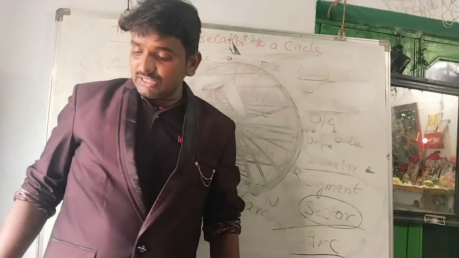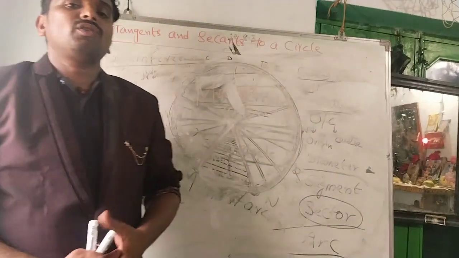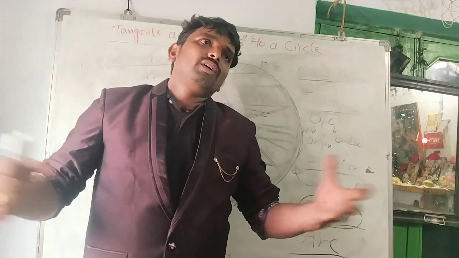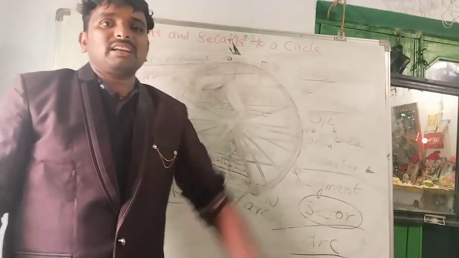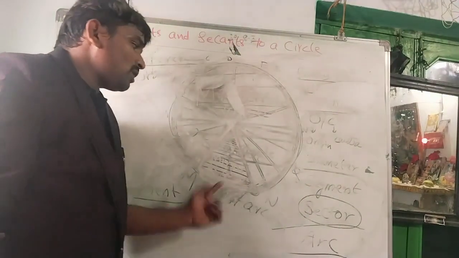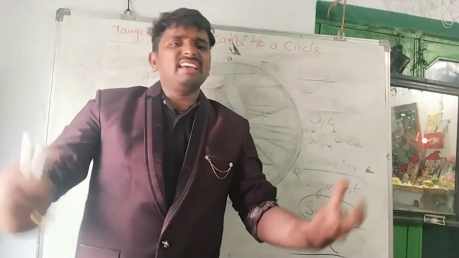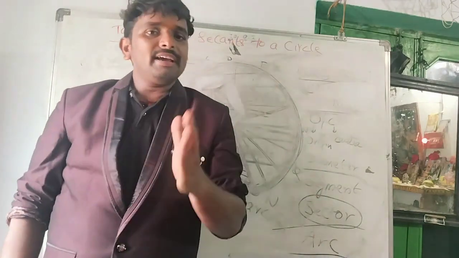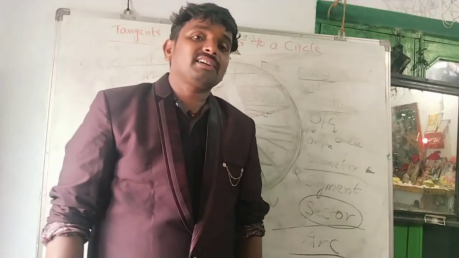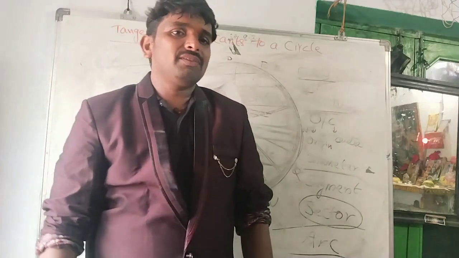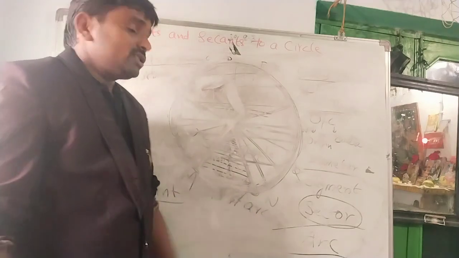Next, diameter. If a chord passes through the center of the circle, it is called a diameter. What is circumference? The total length around the circle is called circumference. What is arc? A small part of the circumference is called an arc. What is segment? The area between two radii and one chord is called a segment. What is sector? The region between two radii and one arc is called a sector.